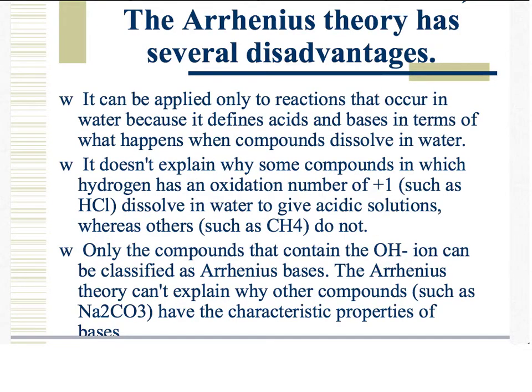Arrhenius' definition has a few disadvantages. It can only be applied to reactions that occur in water, because it defines acid-base in terms of that. It doesn't explain why some compounds have an oxidation number of +1 for hydrogen and dissolve in water to give acidic solutions, whereas some, such as CH4, methane gas, do not. Only a compound that contains the OH- ion can be classified as a base, but there are other things, such as Na2CO3, that have characteristics of bases, yet are not characterized as such by the Arrhenius definition.